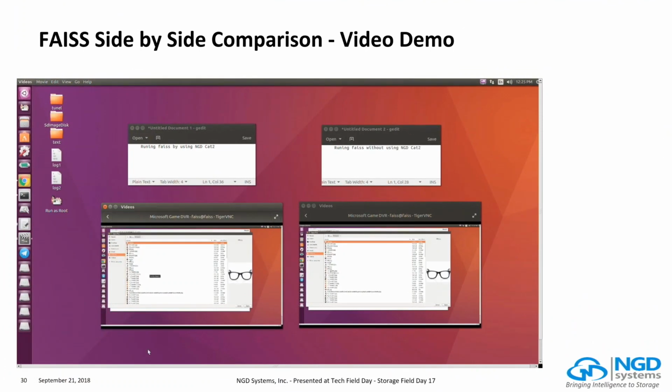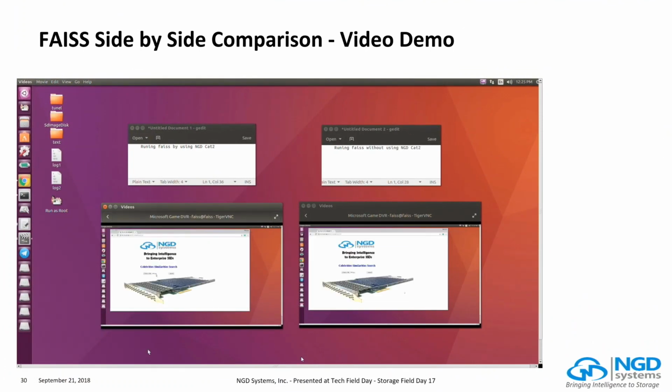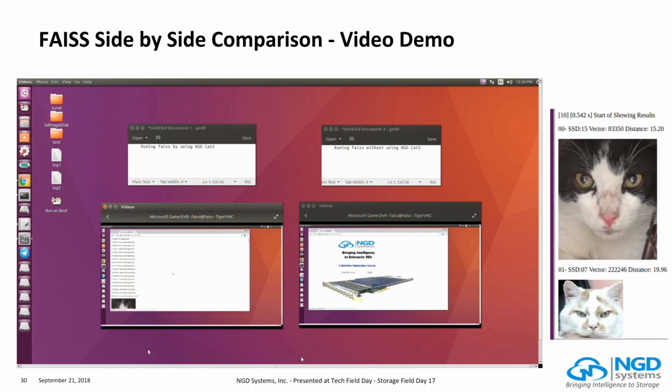In this case, we're going to upload a cat, and you see we're going to upload this nice black and white cat. And we're going to tell it to kick off. So we're kicking off both sides simultaneously. This is with the in situ processing, the other side is without. Roughly about 10 seconds in, because it's a single drive running on a smaller subset of data, I get a response back. And you can see here that it's going through and looking at all of the results.